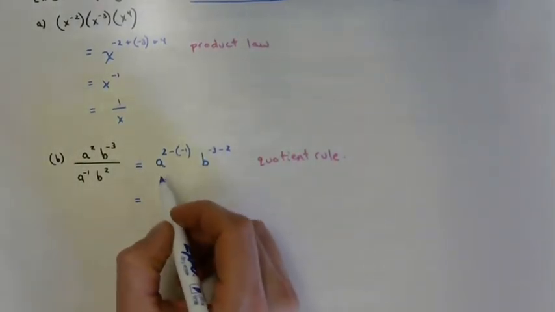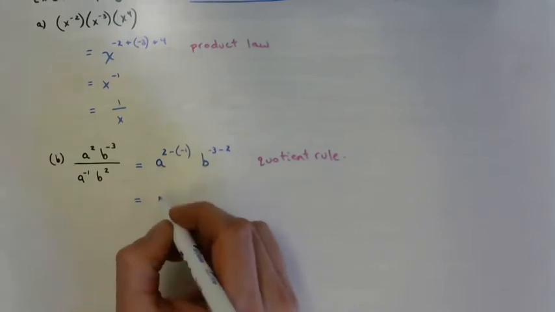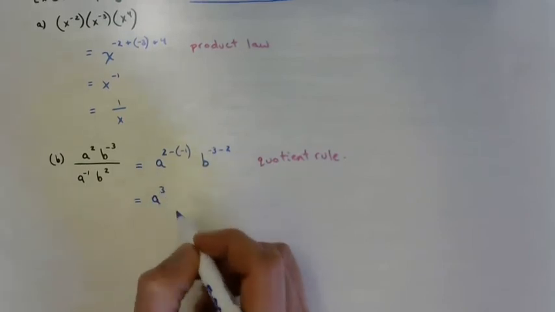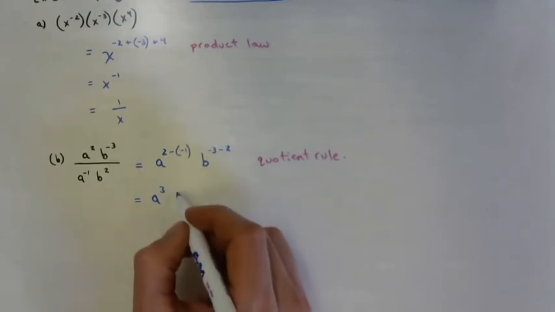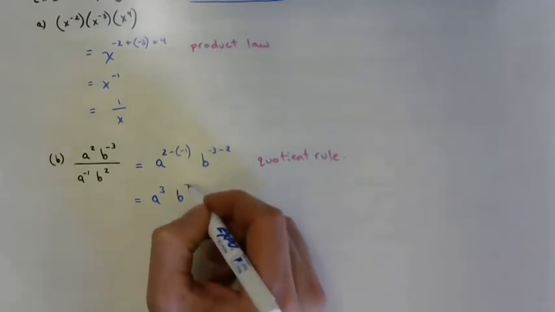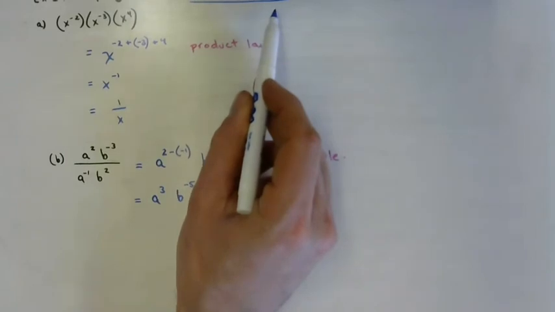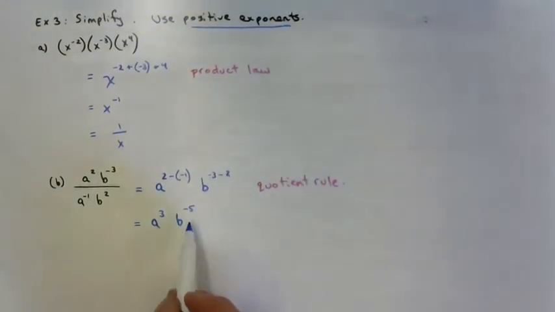What does that reduce to? Well, 2 minus -1, that's 2 plus 1, that's a to the power of 3, times b to the power of -5. But I'm only allowed to use positive exponents. So what happens to this factor of b to the power of -5?